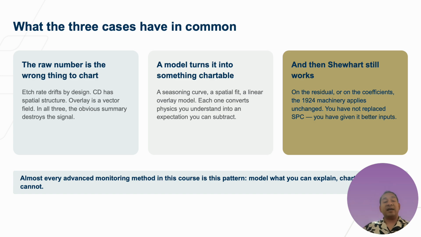What do the 3 cases have in common? 3 statements. First, the raw number is the wrong thing to chart. Etch rate is drilled by design. CD has a spatial structure. Overlay is a vector field. In every case, the obvious summary destroys the signal.